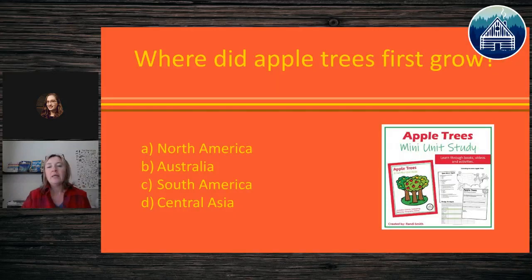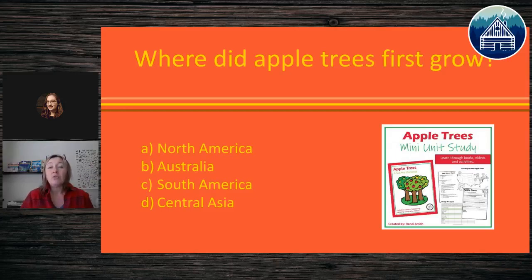All right. Then we moved on to apple trees, which is a common fall thing to learn about. So here's my question for you. Where did apple trees first grow? I'm talking about wild apple trees, a couple thousand years ago. Where do you think they first grew? Do you think it was North America, Australia, South America, or Central Asia? Where did they first grow wild?